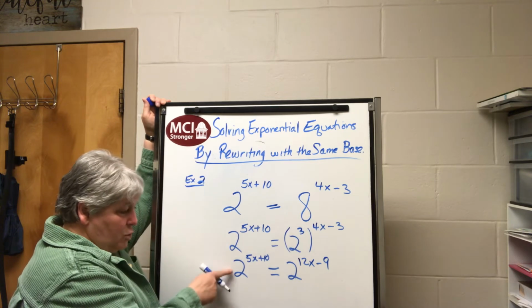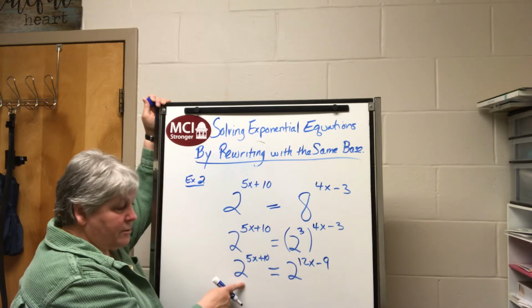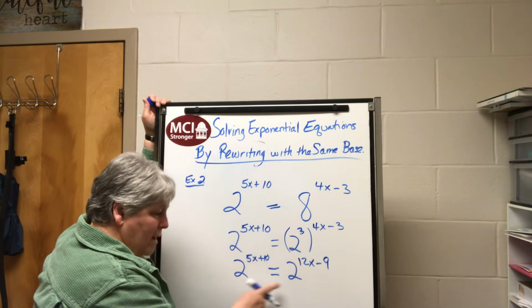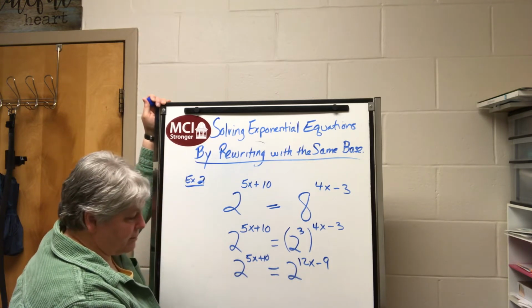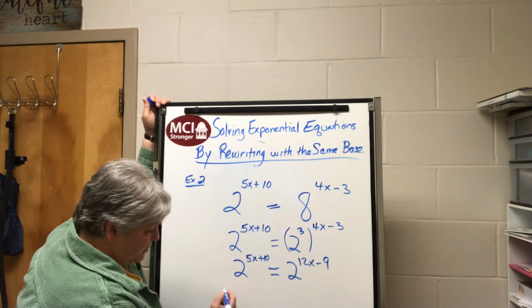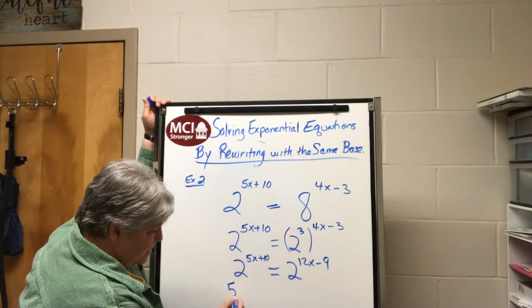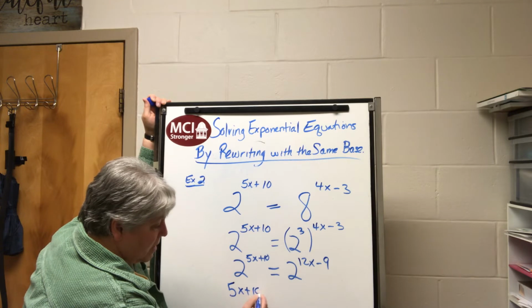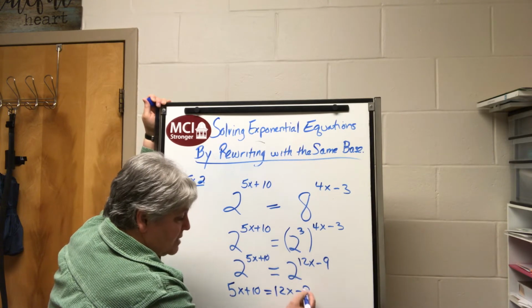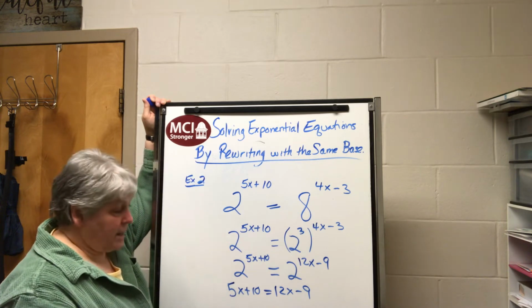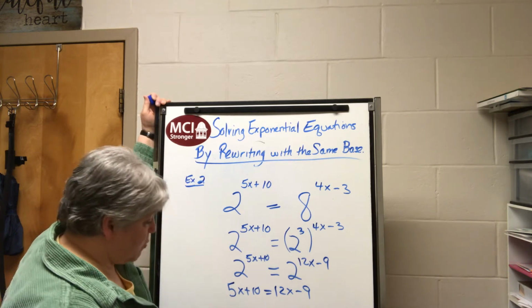Now do you see I've maneuvered them both into the same base? So there's no way this could be a true statement unless these two exponents were equivalent. So that's where I finish. I say 5x plus 10 must equal 12x minus 9. And then I solve it like any good Algebra 1 student.